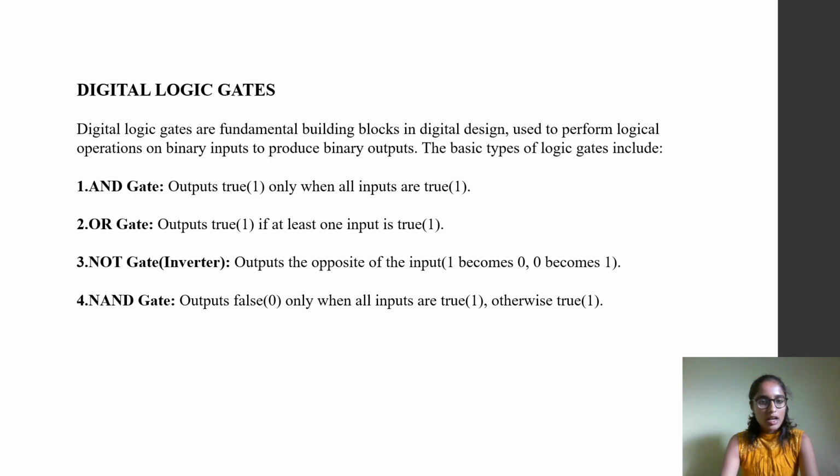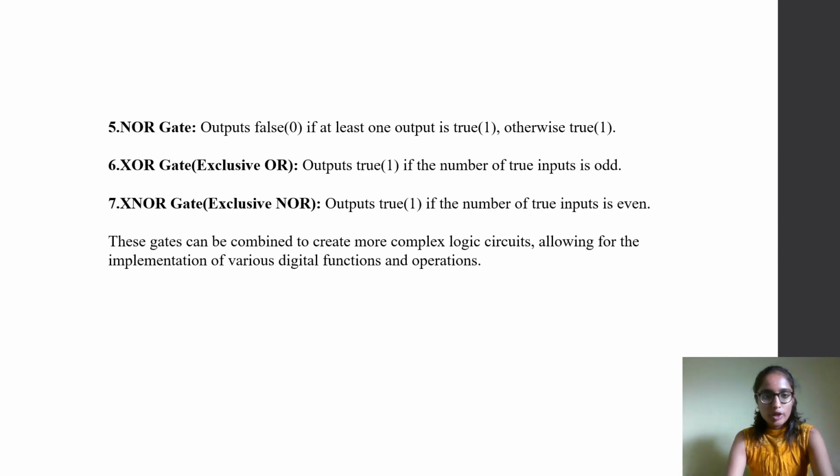AND gate: outputs true only when all inputs are true. OR gate: outputs true if at least one input is true. NOT gate, inverter: outputs the opposite of the input. 1 becomes 0, 0 becomes 1. NAND gate: output false only when all inputs are true, otherwise true. NOR gate: output false if at least one input is true, otherwise true.